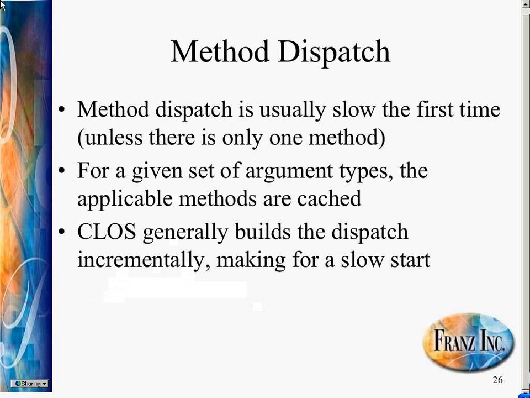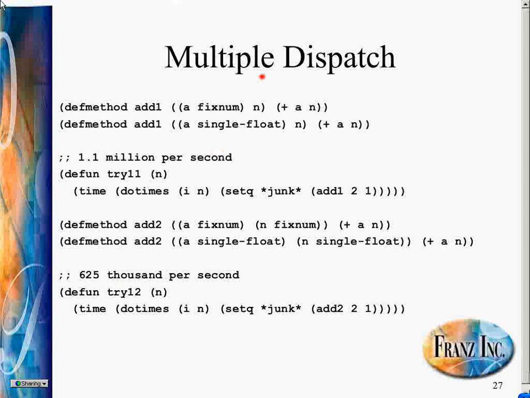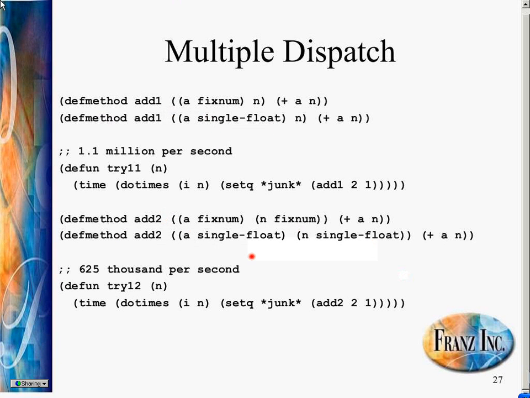If the function takes a long time, it's because the body of the function is doing a lot, and that body gets executed after the dispatch portion. When you're doing multiple dispatch, here we're just specializing on the first argument. Here we specialize on both arguments, and we lose about half the speed.